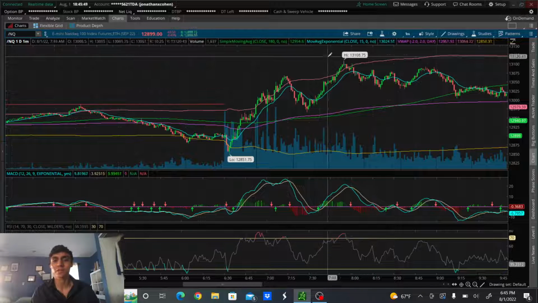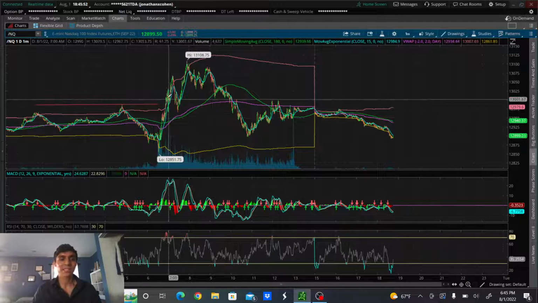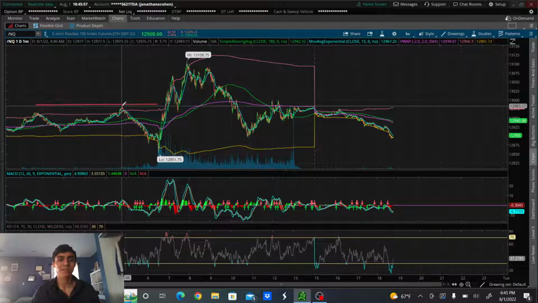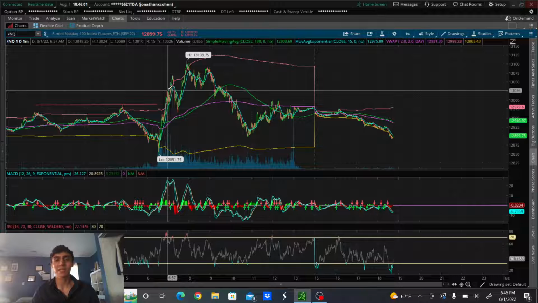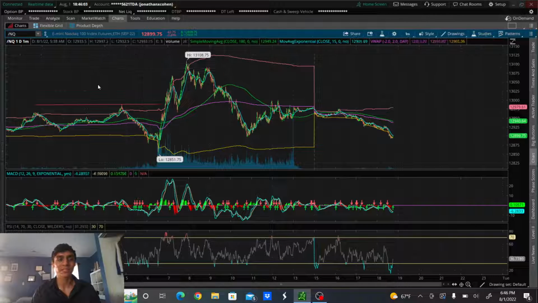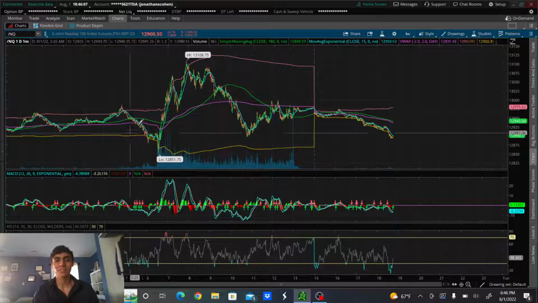I wasn't able to ride it all the way up, but I did sell because it did push up quickly, and I did average up right around here, right at the break of resistance. So once I got a good enough move to the upside, I wanted to make sure I locked in profit. So that's basically my whole thought process today. I didn't take many trades.